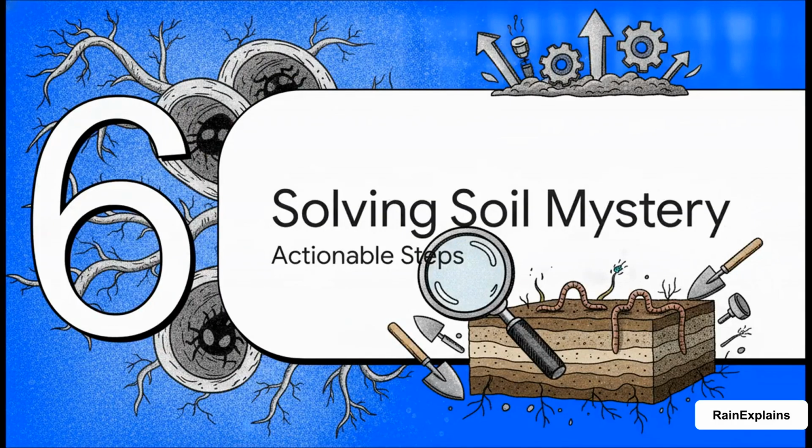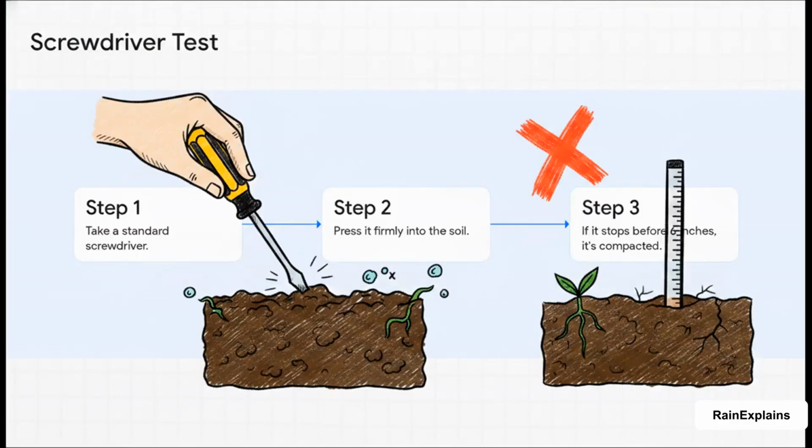Section 6. Solving the soil mystery. Actionable steps. Okay, so now that we know exactly who this subterranean criminal enterprise is, how do we investigate our own soil and stop them? Well, before your plants even show a single symptom of decline, you can perform a remarkably simple field diagnostic. We call it the screwdriver test.